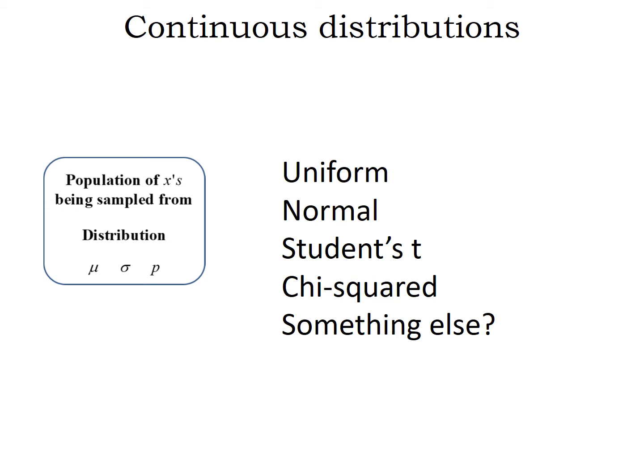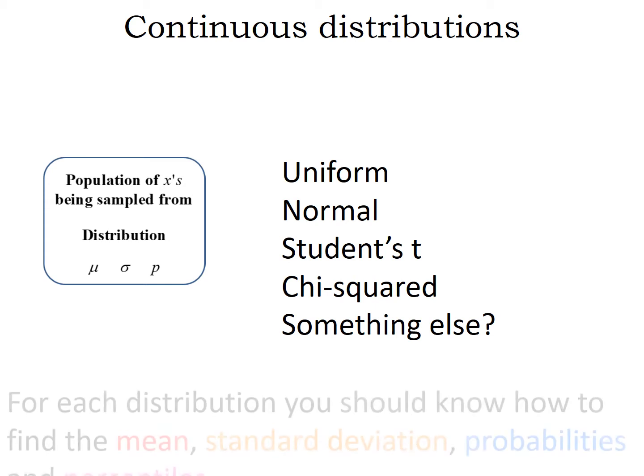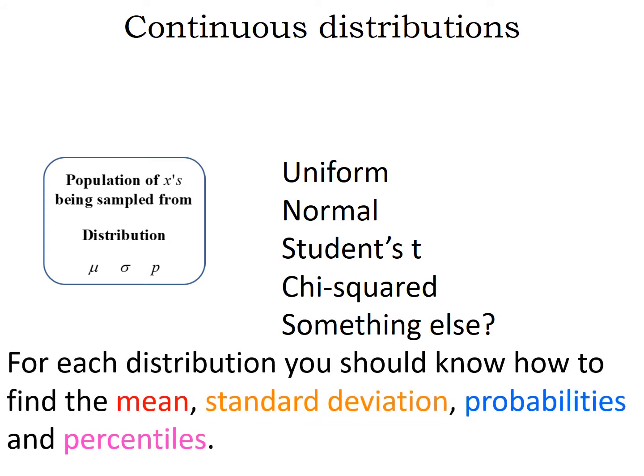So for each of these new distributions, the uniform, normal, t, and chi-squared, you need to know how to find their mean, standard deviation, and of course, if you can find standard deviation, you can find variance. You need to know how to find the probabilities. So you need to know how to use your normal CDF, TCDF, chi-squared CDF, find the area of a rectangle.